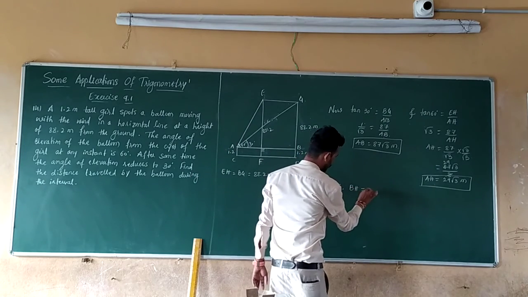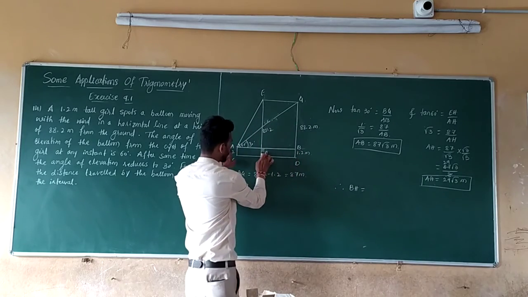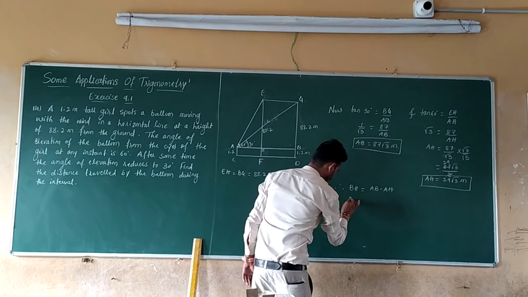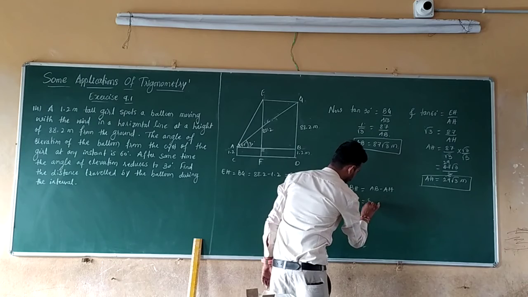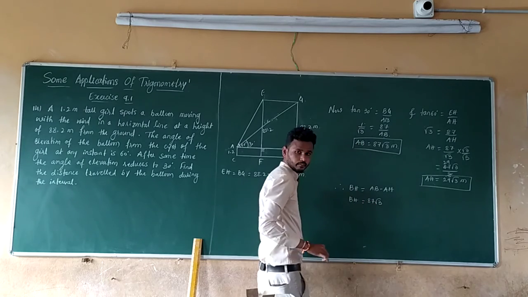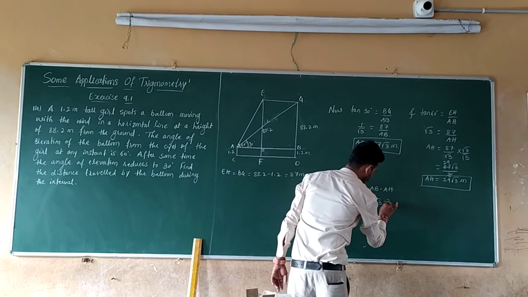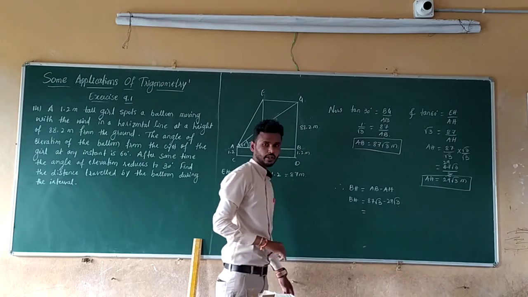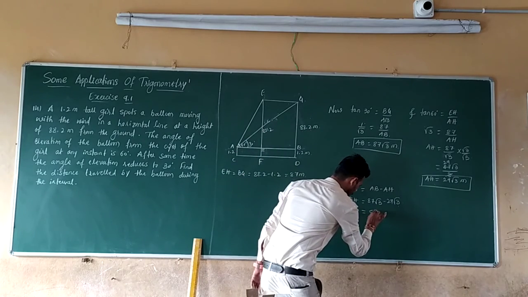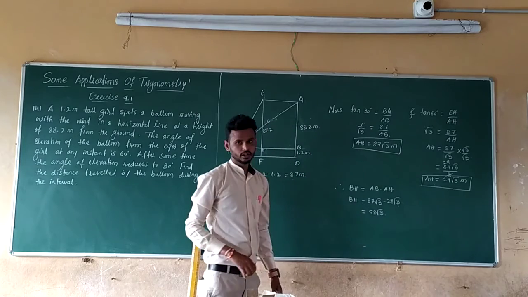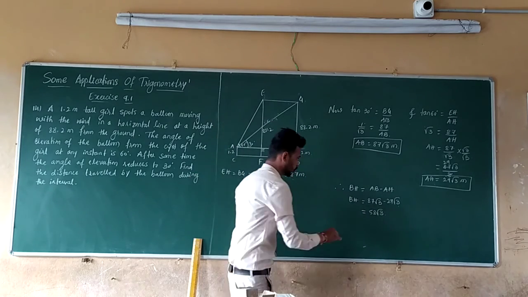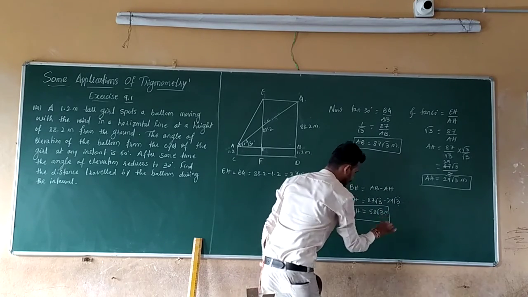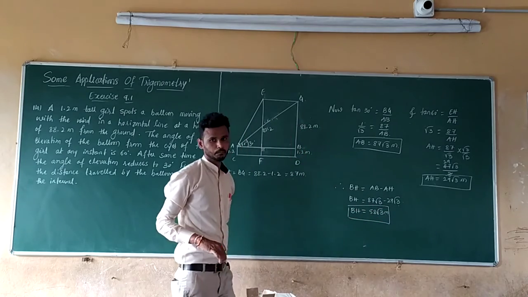Therefore, BH is equal to AB minus AH. AB is 87 root 3 minus AH, which is 29 root 3. So 87 root 3 minus 29 root 3. How much will you get? 58 root 3. So therefore BH, that is the distance travelled by the balloon, is 58 root 3 meter.